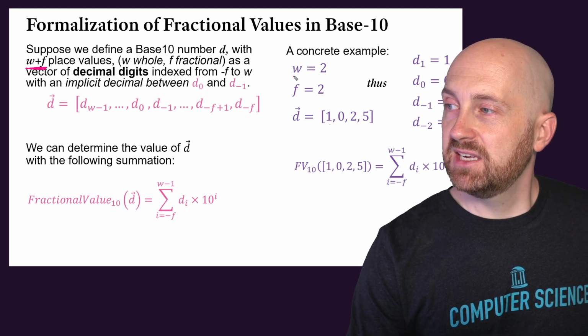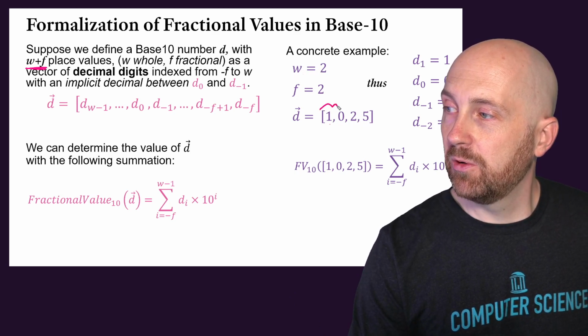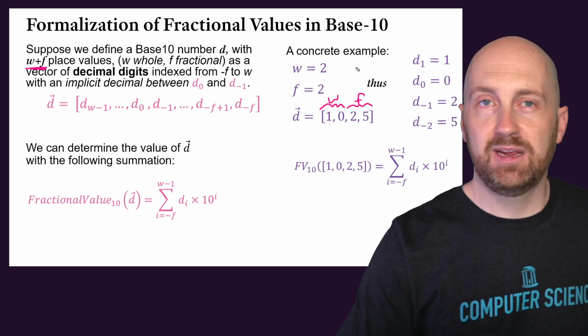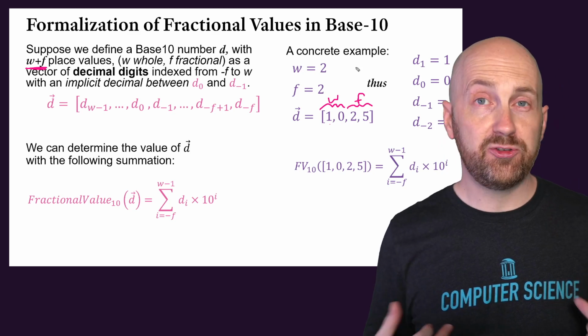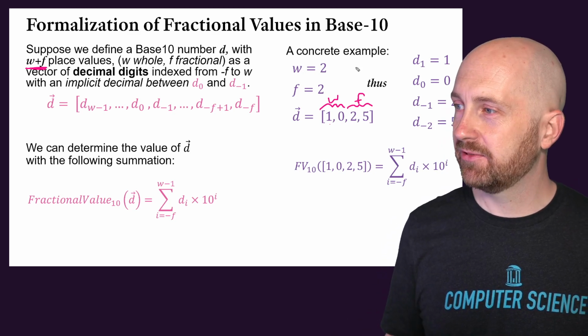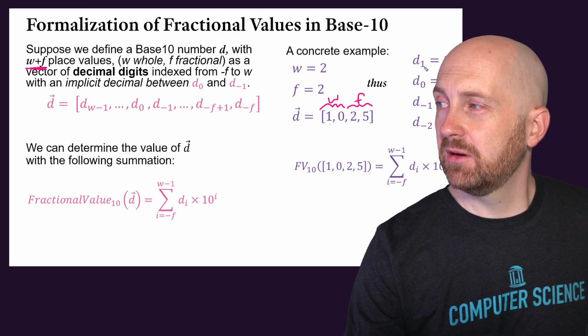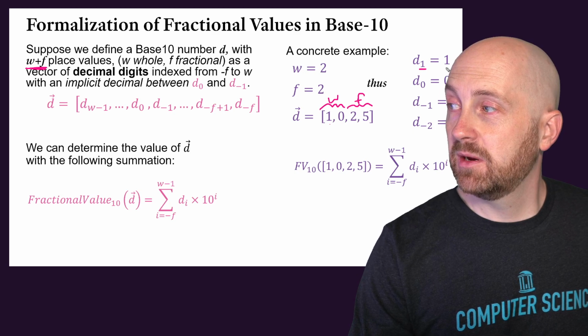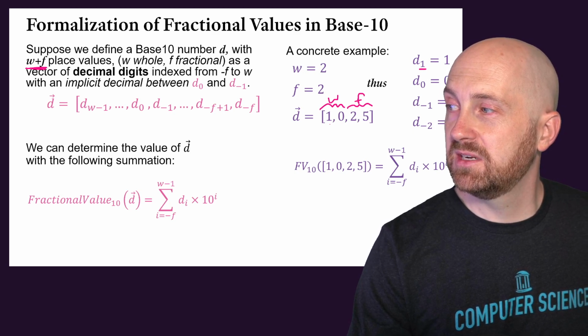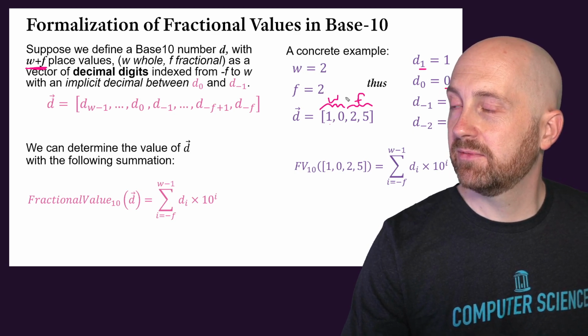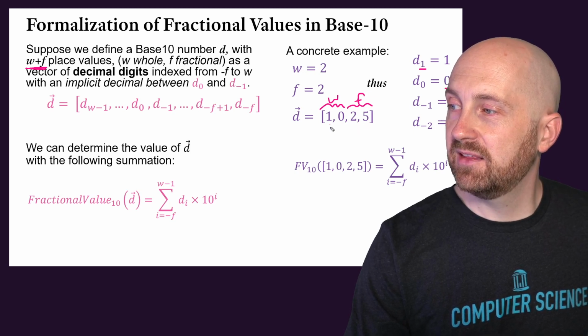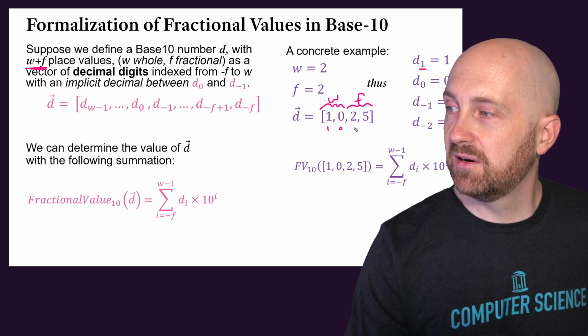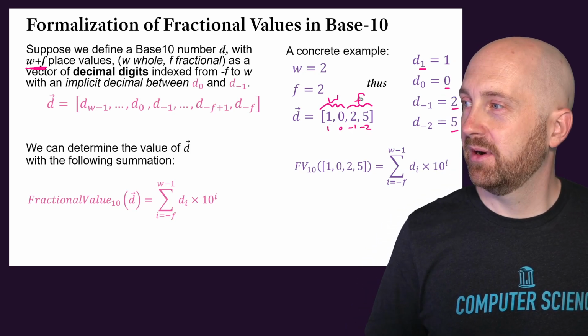And specifically what we're saying here is W are the whole numbers, right? So this is W and this is the fractional, right? So these are the fractional digits. So there's 2 digits in each of these categories. When we look at the subscription of the digit vector D, we see D sub 1 is 1, D sub 0 is 0, D sub negative 1 is 2, D sub negative 2 is 5, right? So we're saying that this is the 1, 0, negative 1, and negative 2 placeholders, right?